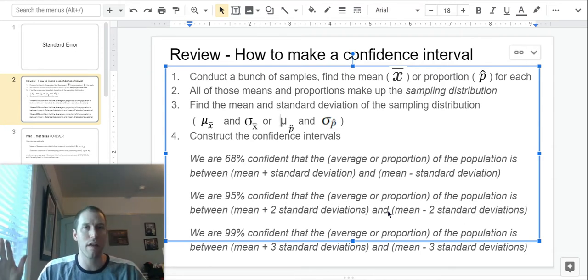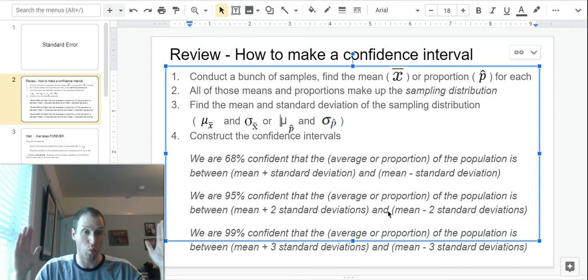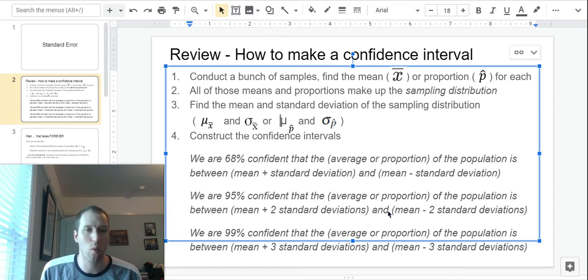So we can give a range that is wide and be really confident that the real average is in there, or we can give a range that is tight and be less confident. And it depends on what our purposes are and why we conducted this.